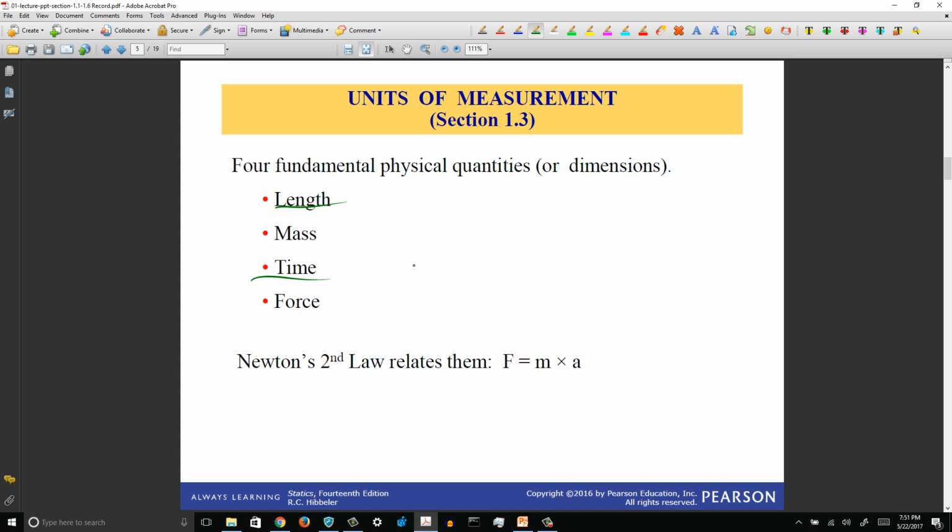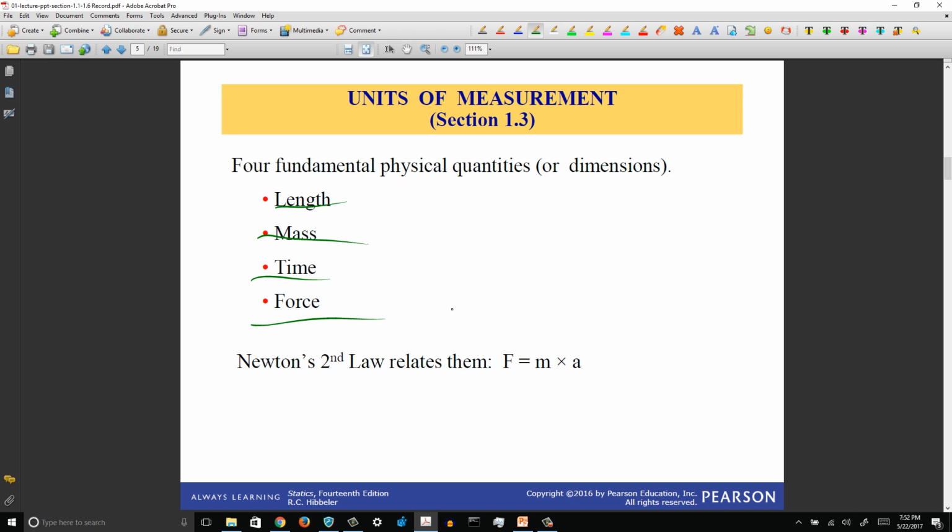And then there's time. Time is conceived as a succession of events. Although the principles of statics are time independent, this quantity plays an important role in the study of dynamics. We have mass. Mass is a measure of a quantity of matter that is used to compare the action of one body with that of the other. This property manifests itself as a gravitational attraction between the two bodies and provides a measure of the resistance of matter to a change in velocity.